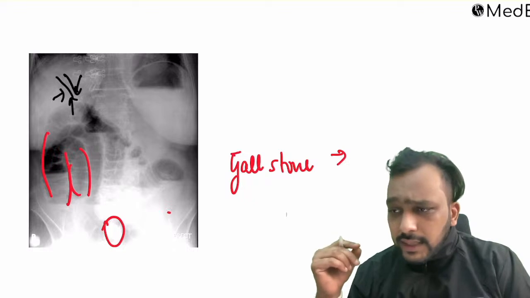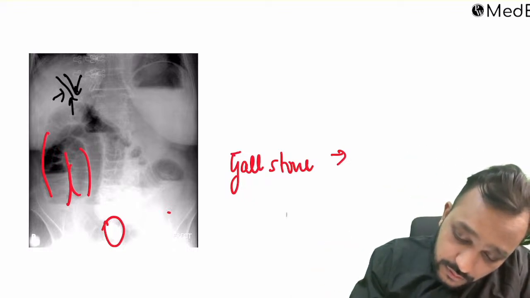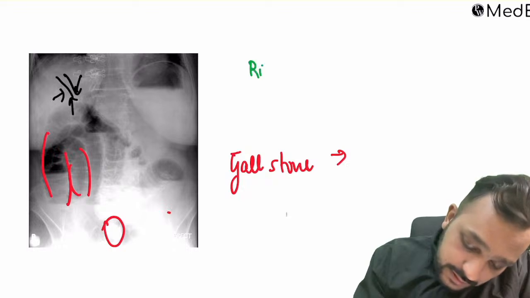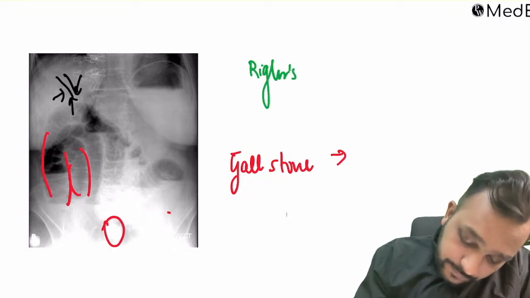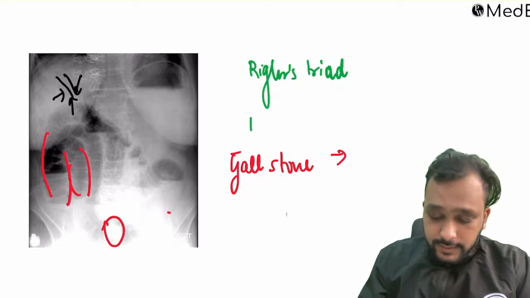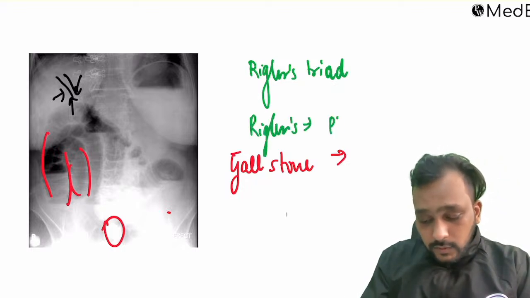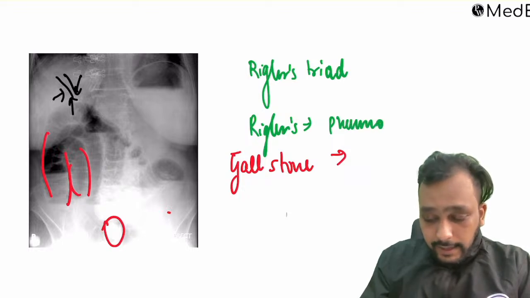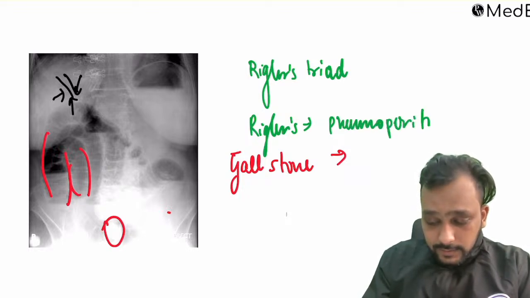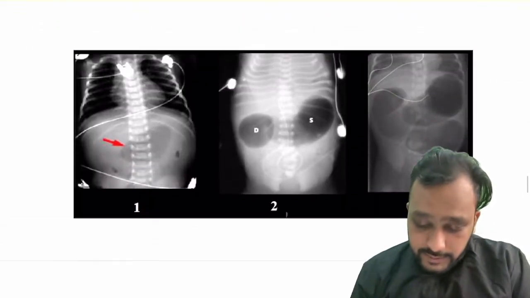What is the name of the triad? So this is a very important triad which you guys should know. This is Rigler's triad. So earlier we studied Rigler's sign. Rigler's sign was seen in pneumoperitoneum, and Rigler's triad is seen in obstruction due to gallstone, right?